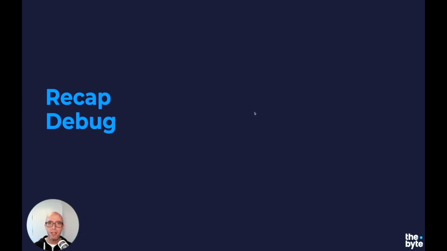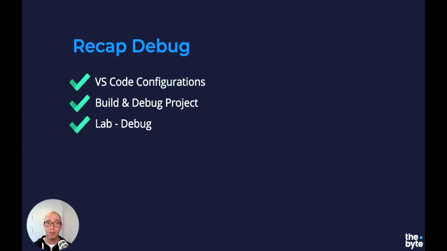Welcome back to the final section of the debug, where we're going to recap debug and all we've learned in this section. Now, this is quite an exciting section because we really understand the Visual Studio Code configuration, so we can actually change how Docker acts within Visual Studio Code for building, for running, and debugging. Next, we understand now how to build and debug our project.